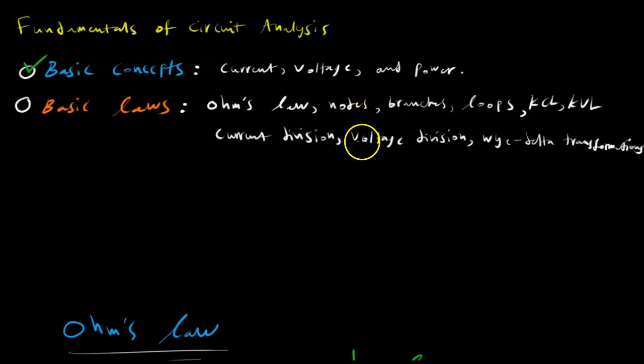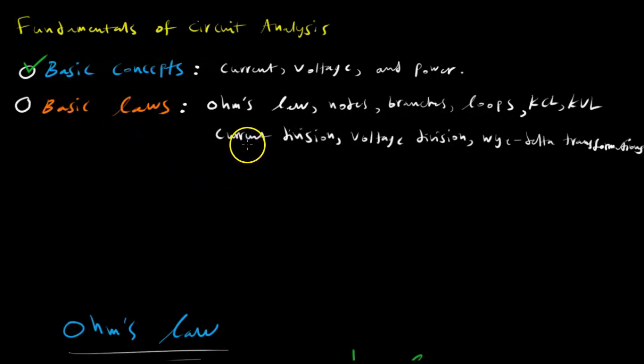I want to congratulate you so far for making it to this point, because so far we've got done with some basic concepts such as current, voltage, and power, and analyzing some basic circuits and elements and the power that they dissipate or absorb or supply. So in this portion we want to talk about some basic laws that will help us ultimately to be able to analyze more complex circuits.